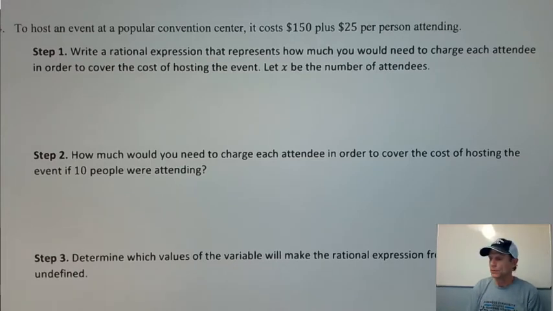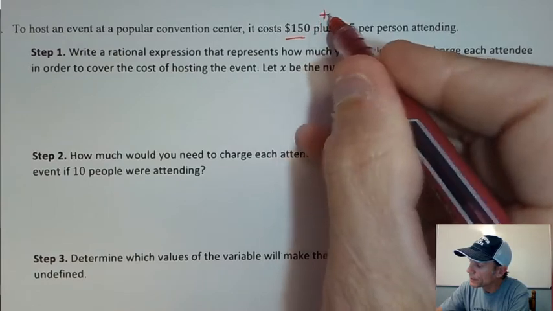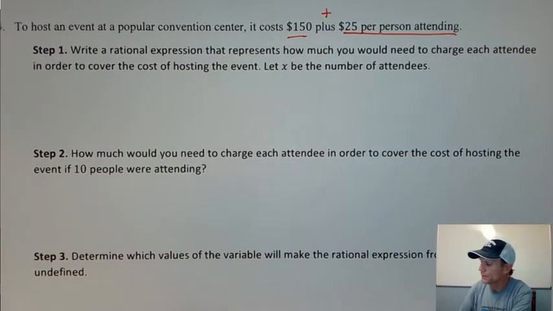All right, we get a couple application problems here in 12.1, and this one talks about you're going to rent a spot at a convention center, and the cost to rent the facility is $150 plus $25 per person attending.